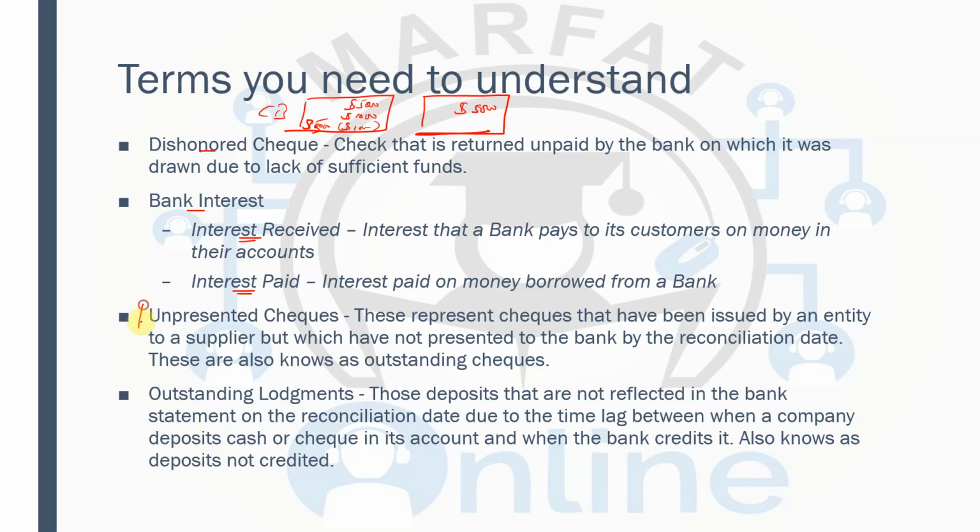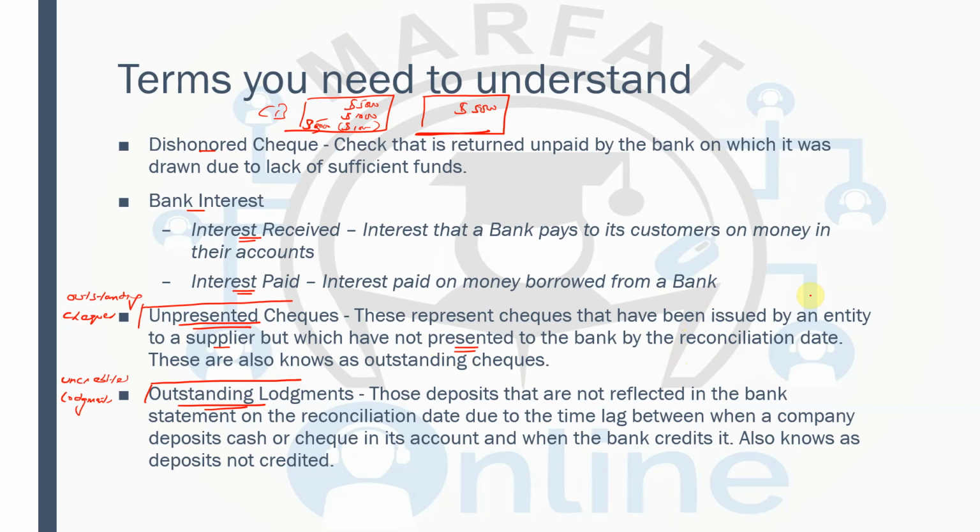Now we have another two important terms, which are the unpresented checks and outstanding lodgements. Unpresented checks are also known as outstanding checks. Outstanding lodgements are also known as uncredited lodgements, or you can say lodgements not yet cleared. And the unpresented checks, you can say checks not yet presented. So unpresented checks are the checks which you have given to your supplier, but the supplier has not yet presented those checks to the bank.